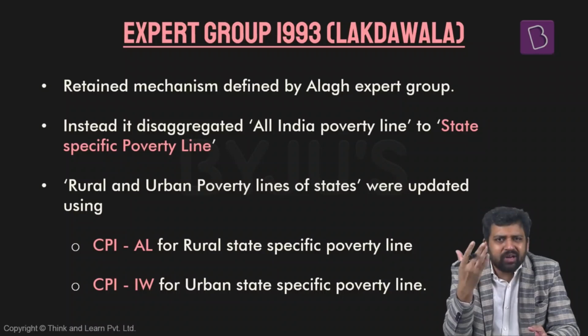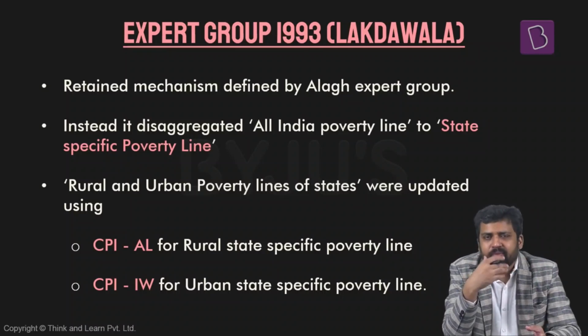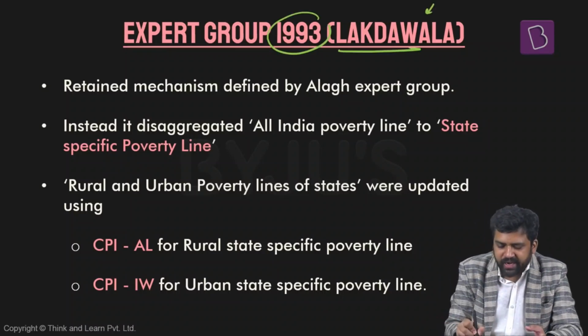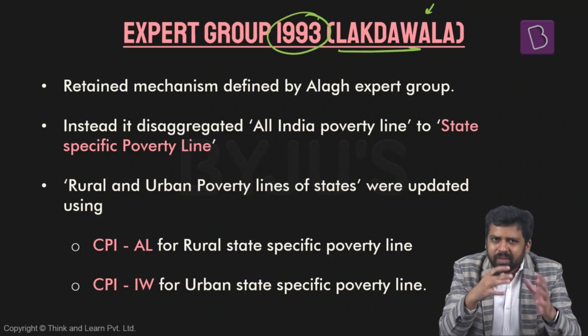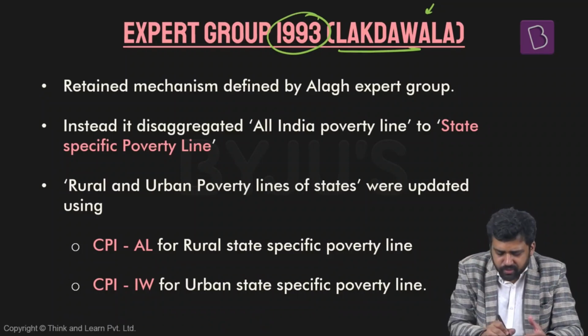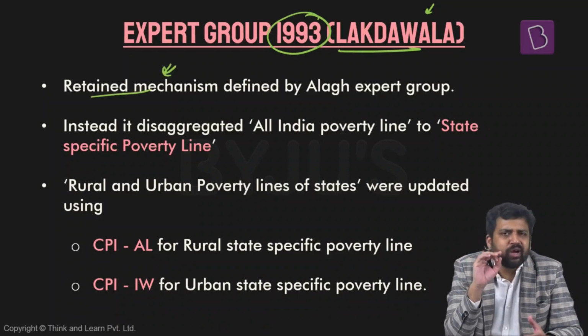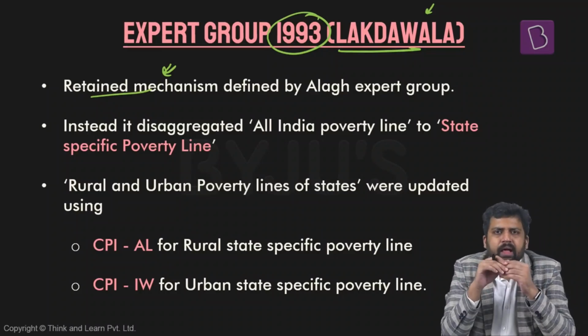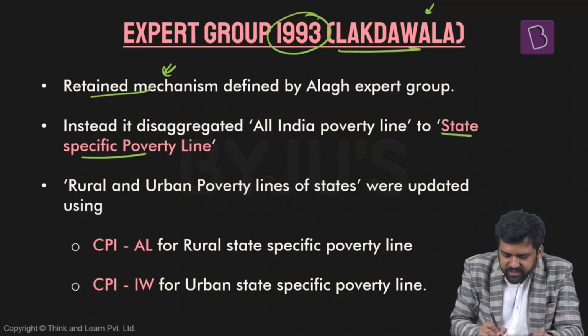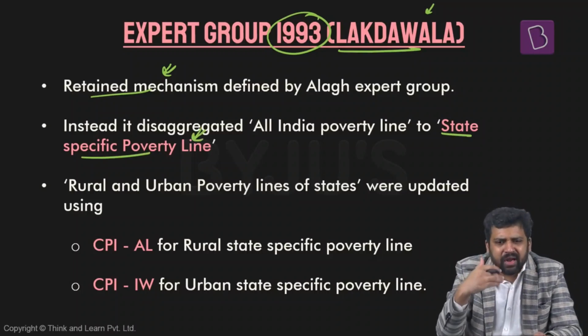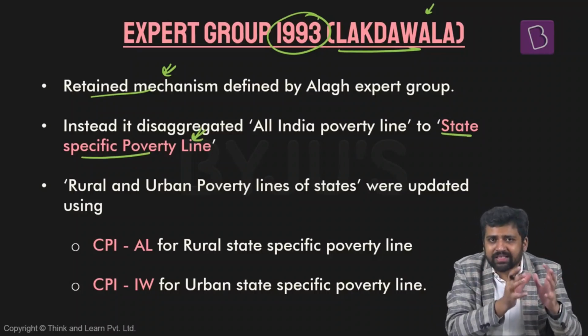Then almost 14 years later, from 1979, you have another committee which is coming up with its report. This is the Lakdawala committee, 1993. Now, the Lakdawala committee is retaining more or less whatever the other committees suggested, so retaining the mechanism. But what it is trying to do is look at the regional dimension of poverty. You have an all India estimate, but they also want state-specific poverty lines. Different states will have different levels of poverty maybe. So state-specific poverty lines are now included here.